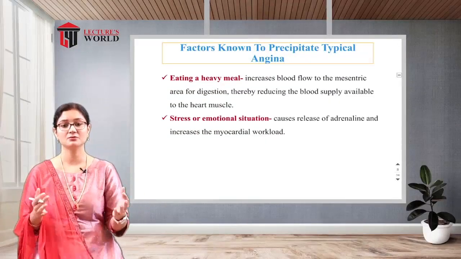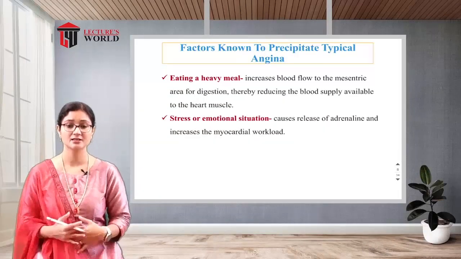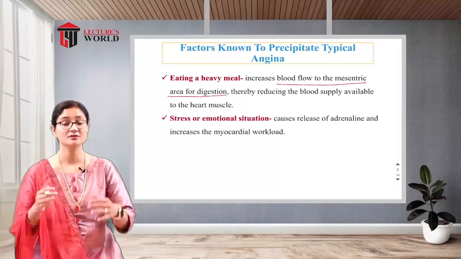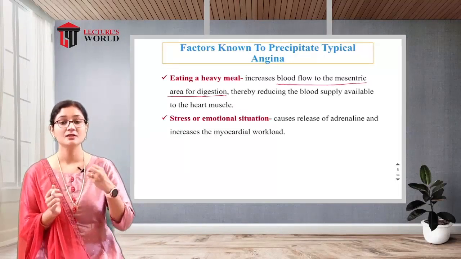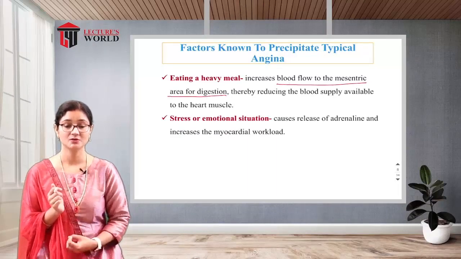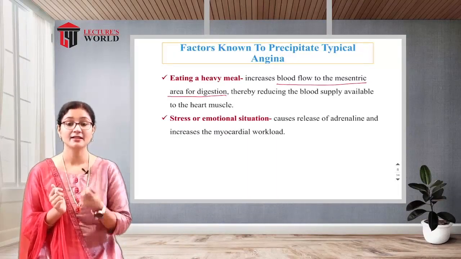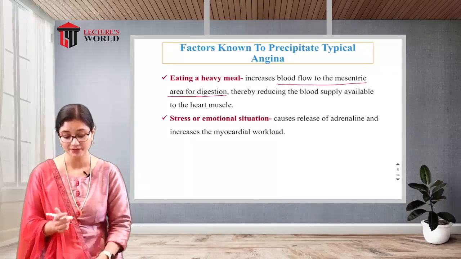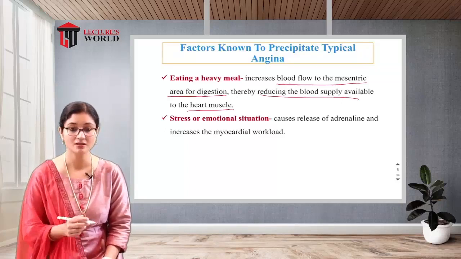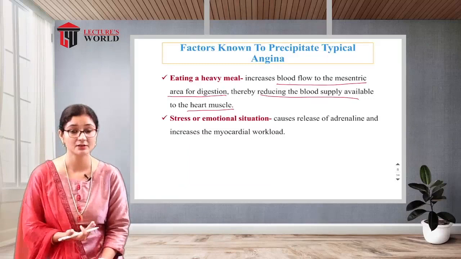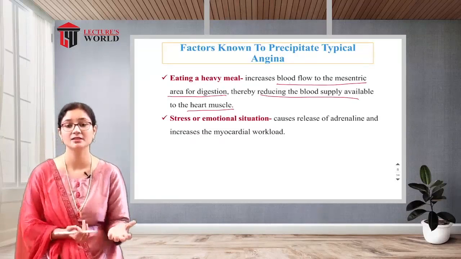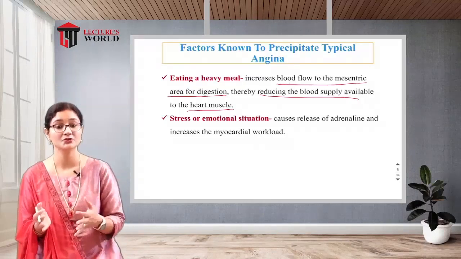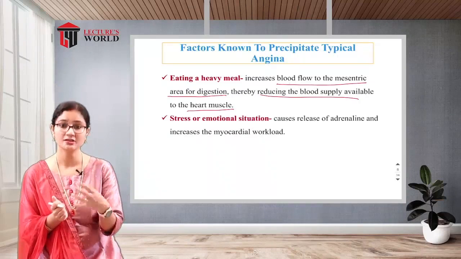eating a heavy meal. Too much the person has eaten. There is increased blood flow to the mesenteric area. So there will be an increase in blood supply to your gastrointestinal area, especially for digestion. So what will happen? There will be reduction of blood supply to the heart muscle. So sometimes it happens that a person takes a very heavy meal and suddenly develops a heart attack. I've also seen a person who is going to the washroom and trying to put too much pressure if he is constipated.